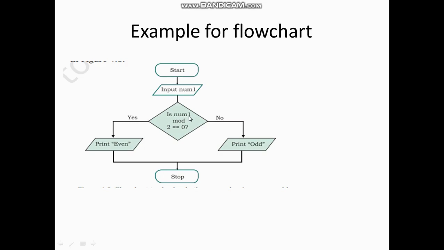If the number1, or the given number, after dividing by 2, will it produce 0 as the remainder? If this expression produces 0 as the remainder, then this condition becomes true and we will print this message even. If num1 after dividing by 2 will not produce 0 as remainder, then this condition becomes false. Then we will print the message odd. Whether you are moving to this side or that side, the program ultimately has to stop. This is indicated by an oval shape.